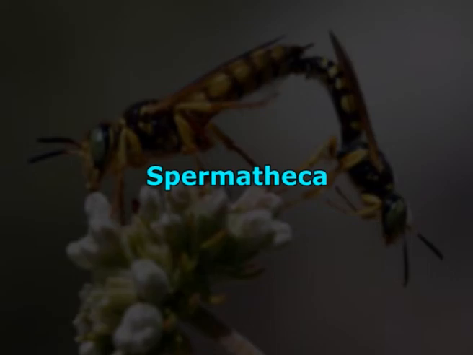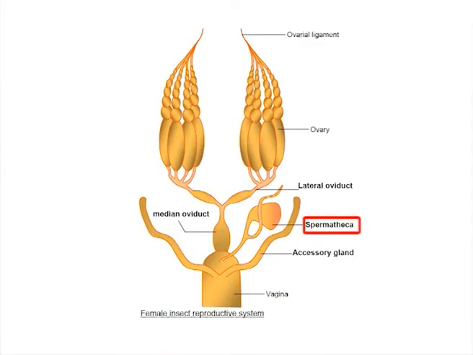Spermatheca is a sac-like structure consisting of a spermathecal gland and opens into the vagina through the spermathecal duct. This is mainly used for storing the sperms. It also produces some fluids responsible for longevity of cells for several hours.